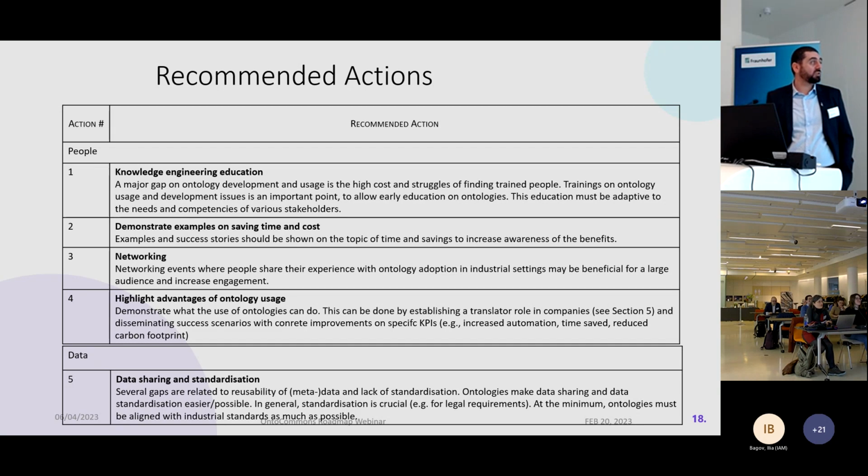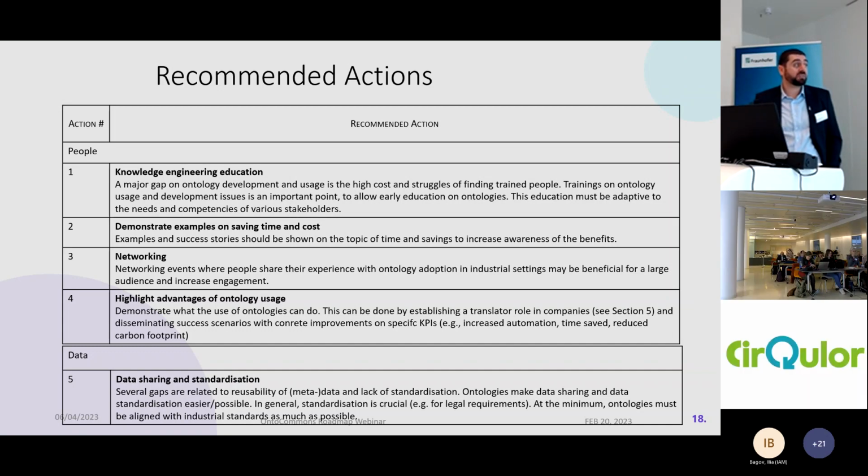Highlight advantages of ontology use. It's also regarding showing what the added values are and showing concrete improvement on KPIs. And from a data perspective, we need to push regarding data sharing and standardization, and I think for that we need to have an ecosystem also related to the legal aspects, to the technical aspects from data spaces and so on. And also the economy of data should be highlighted.